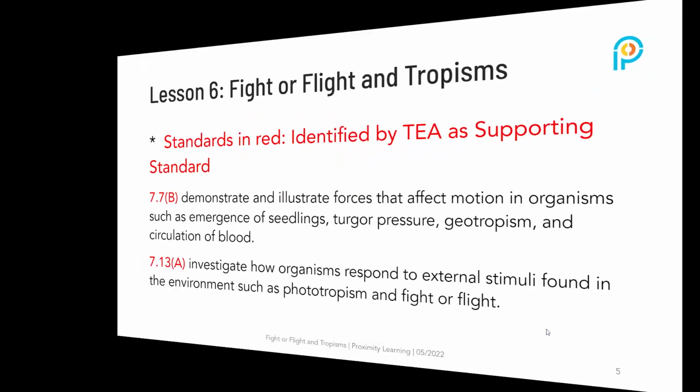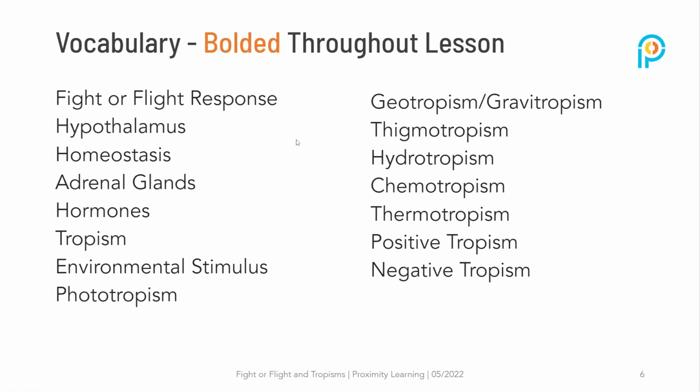Here are our standards. In our vocabulary, we have fight or flight response, hypothalamus, homeostasis, adrenal glands, hormones, tropism, environmental stimulus, phototropism, geotropism or gravitropism, thigmotropism, hydrotropism, chemotropism, thermotropism, and positive and negative tropism.